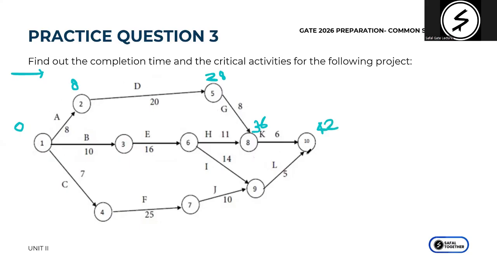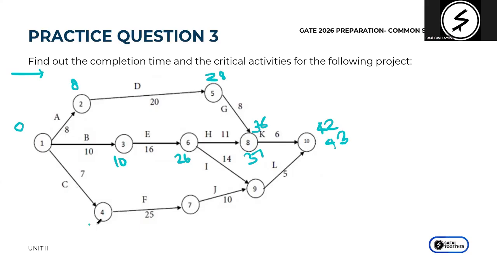अब बीच का जो है we'll do that. So 0 + 10 is 10. 10 + 16 is 26. 26 + 11 is 37. 37 + 6 is 43. Okay, so this is another one. Now let's do this part.